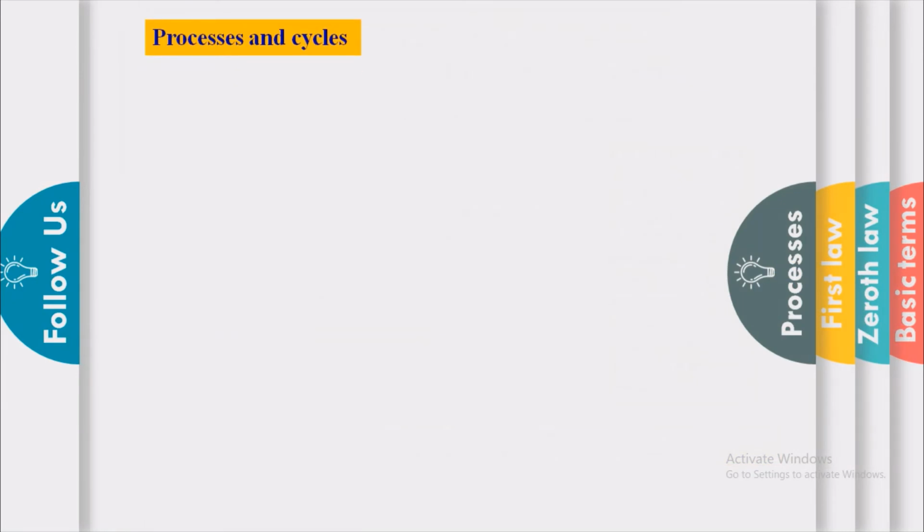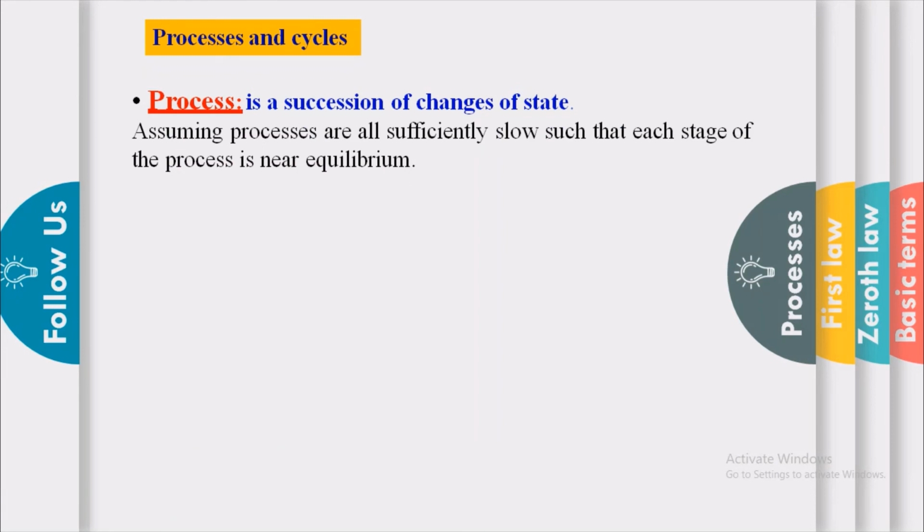Now let us start discussing processes and cycles. So we know that a process is a succession of changes of state. And here, we assume all the processes are sufficiently slow such that each step or stage of the process is near equilibrium.